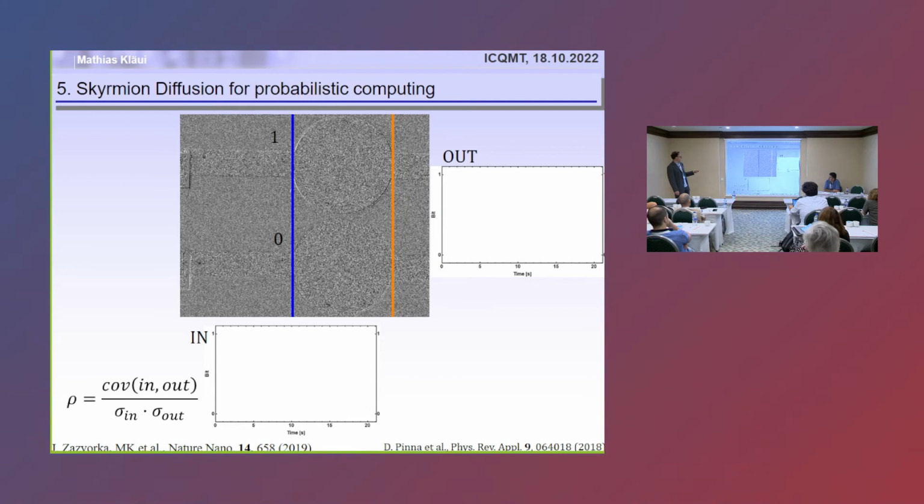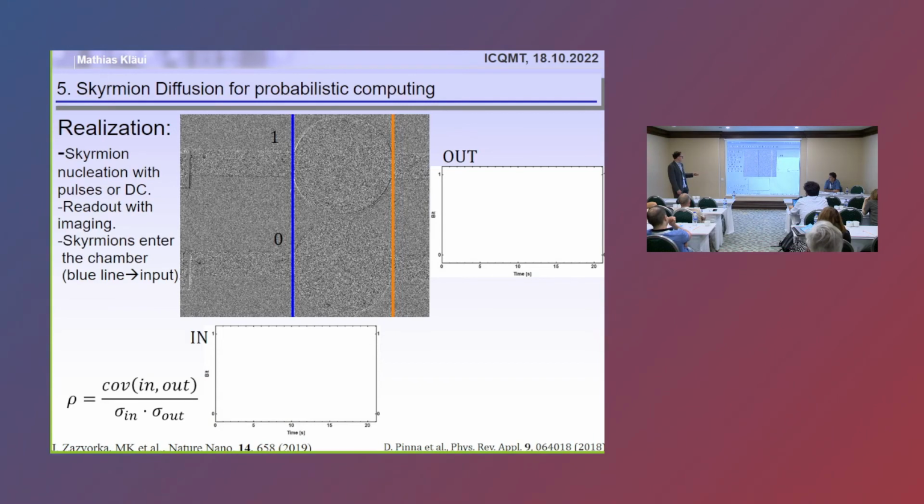If we inject here a skyrmion, it's a logic 1. If we inject here a skyrmion, it's a logic 0. If the skyrmion exits here, it's a logic 1. If the skyrmion exits here, it's a logic 0. So we nucleate here with currents. We do readout by imaging or by TMR devices, and then we look at the input and output.